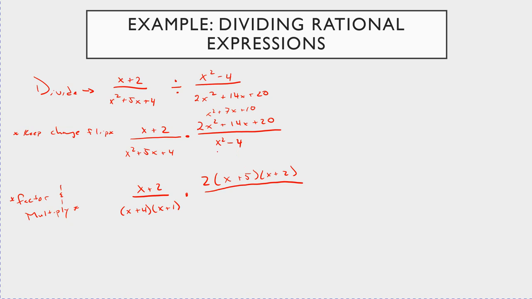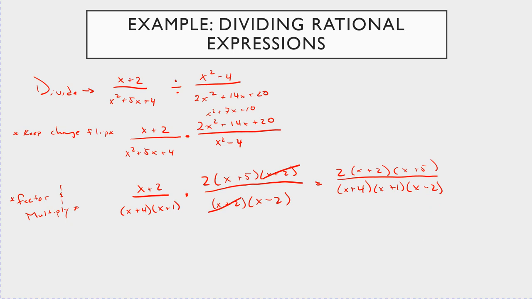And then this right here is going to factor as the difference of two squares. So this is x plus 2 times x minus 2. And wow, you can see here that not much cancels out. And that's okay. Sometimes that'll happen. Just this x plus 2 cancels out. So then you're left with 2 times x plus 2 times x plus 5, all over x plus 4 times x plus 1 times x minus 2. And that's okay that a lot of stuff didn't cancel out here. It's all good.